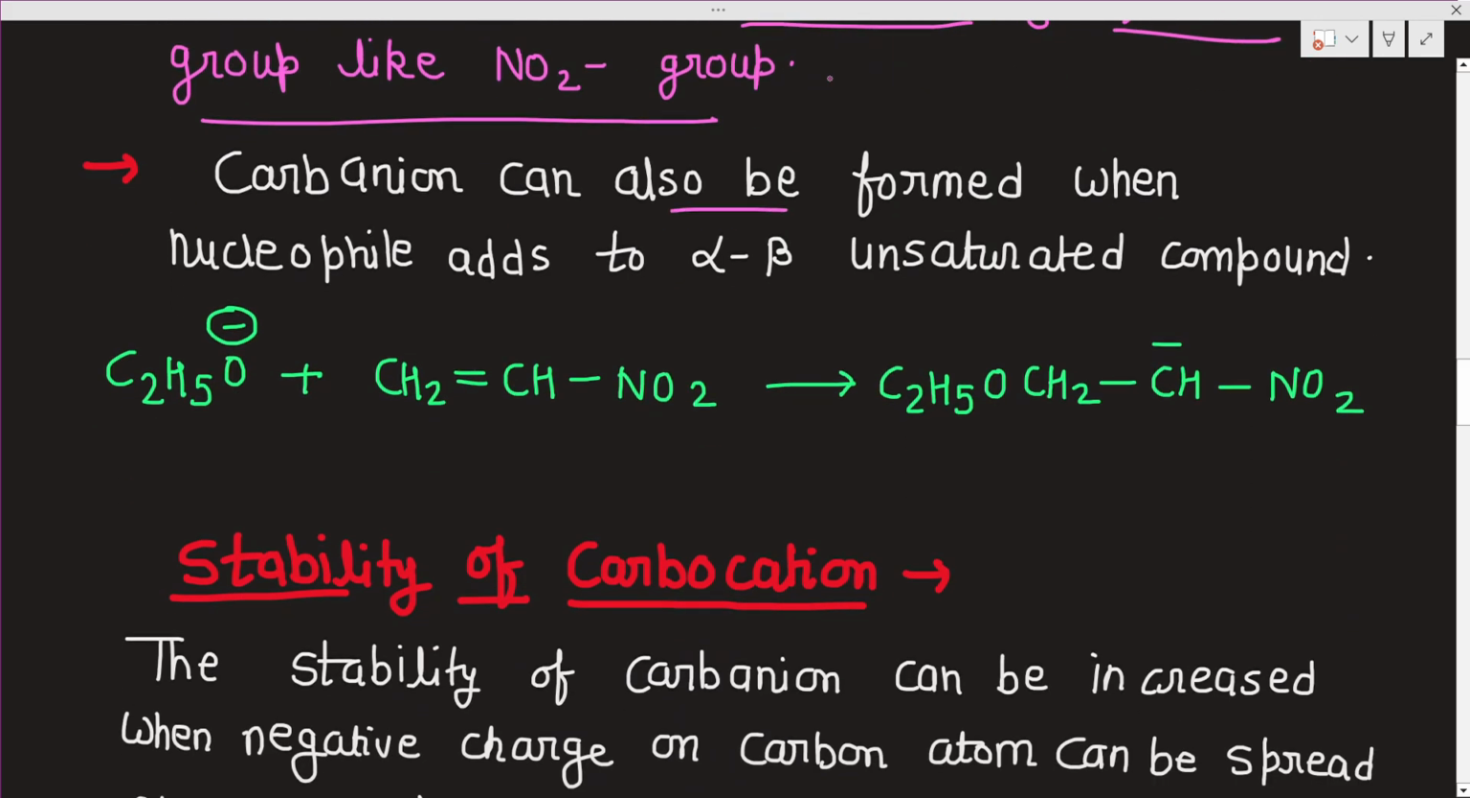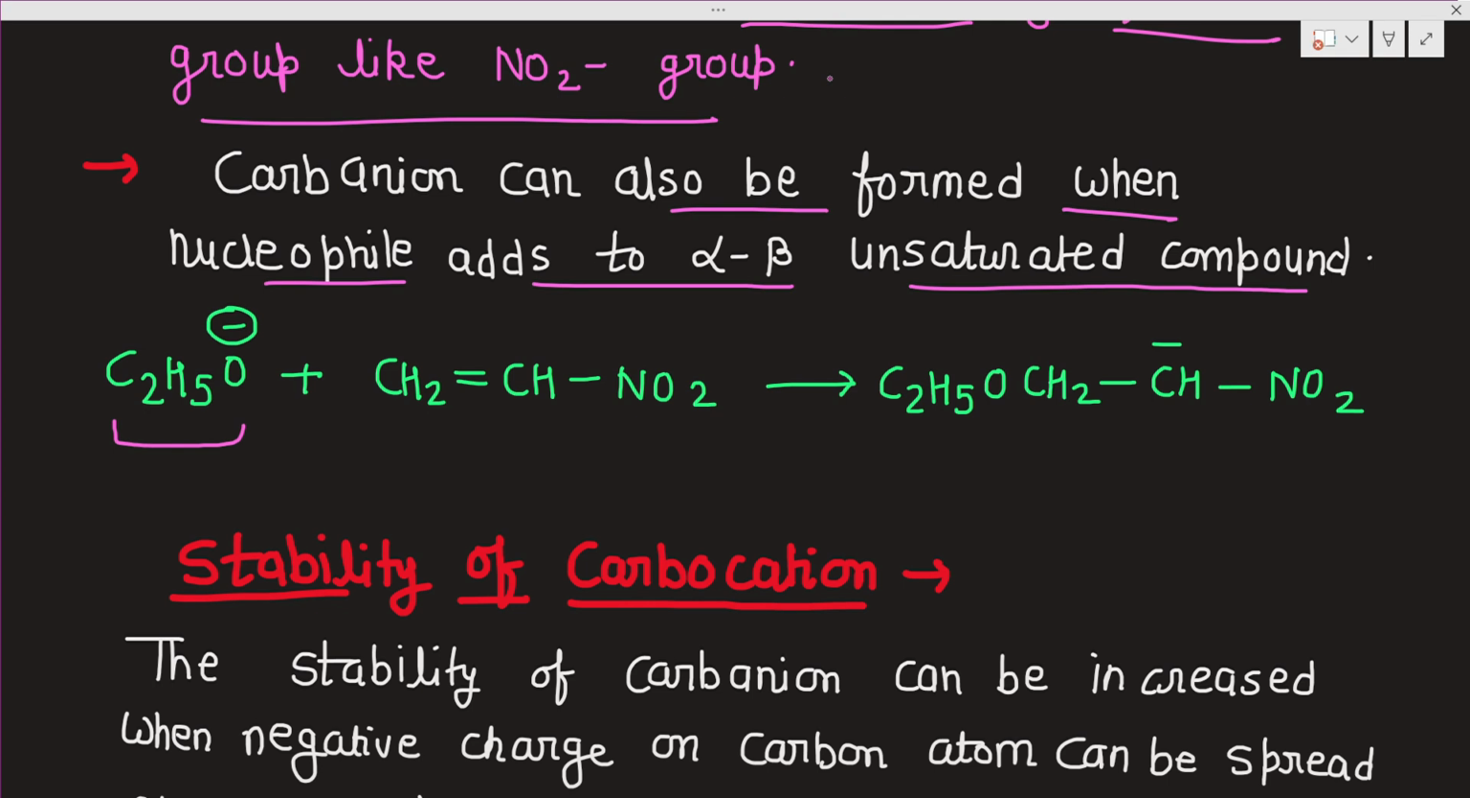Carbanions can also be formed when a nucleophile adds to an alpha beta unsaturated compound. For example, suppose this is the nucleophile. It is attacking here, and this bond is moving in this manner. So you get a carbanion like this.